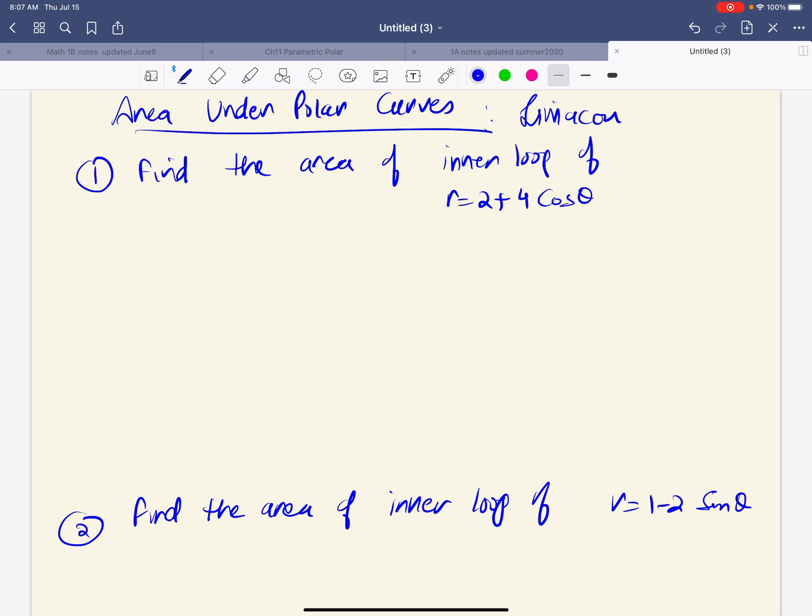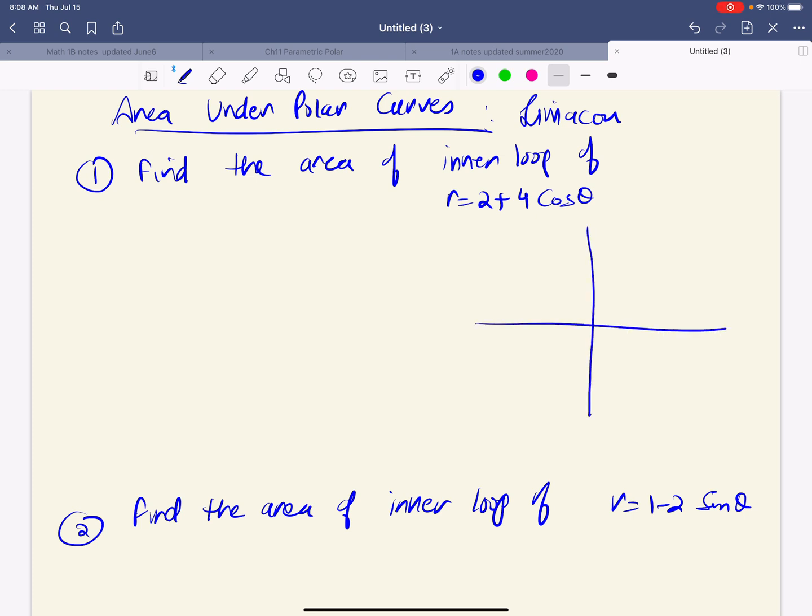In this video, we're going to look at area under some polar curves. So we're going to be focusing on limacons, in this case with the inner loop. Sometimes we are being asked to find the area of the inner loop. Sometimes we are being asked to find the area of the outer loop, or sometimes we are asked to find the area in between the loops.